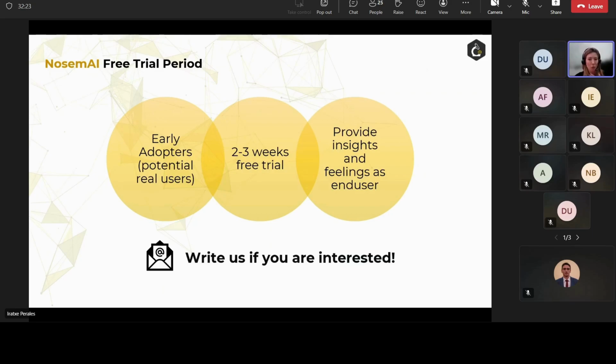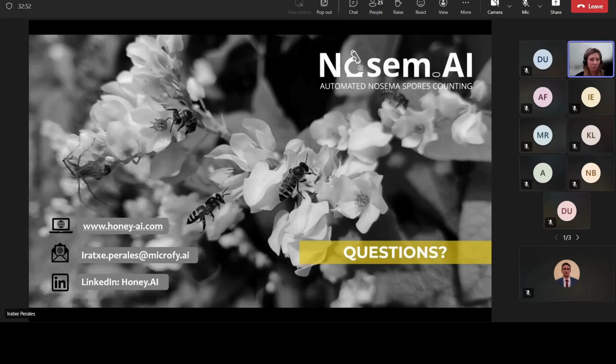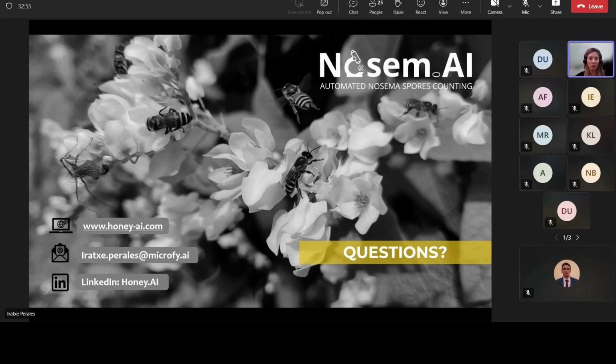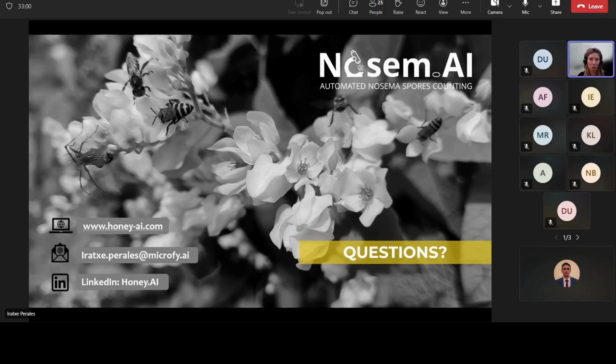So if any of you are interested, the Spanish ministry will be using it during February, for 3 weeks, and also other entities in Europe. The project has been partially funded by the Spanish government, the European Commission, and also the Catalan government. And thank you very much for your time. If you have any questions or comments that you want to share, I'll be glad to solve your doubts.